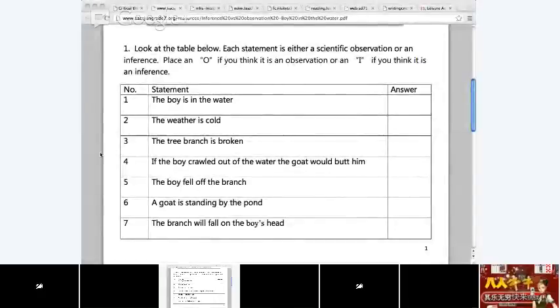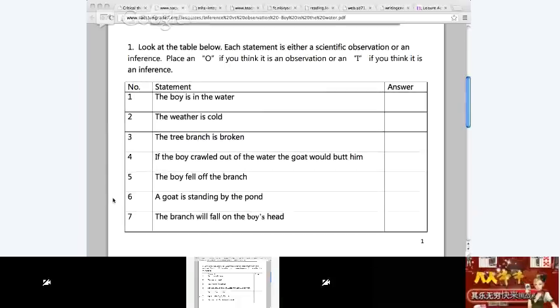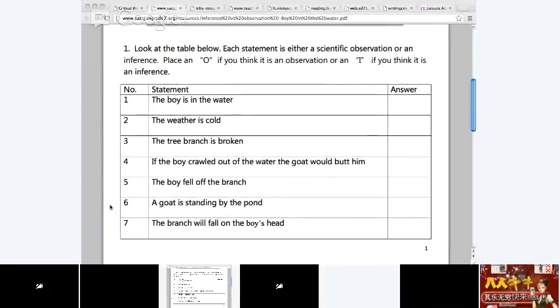Okay, let's skip a little bit. Let's look at number six. Who can read that for me? "If the boy crawled out of the water, the goat would butt him." Yep, and that's an inference. Oh, that's what we just did.